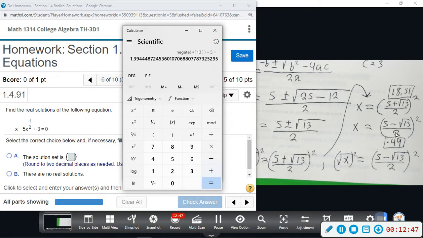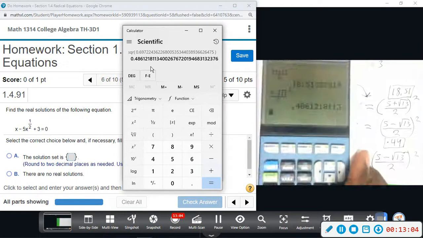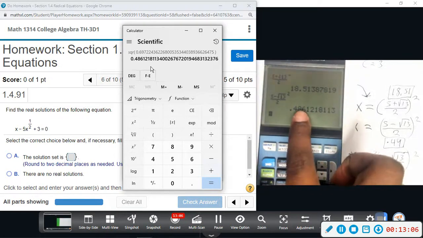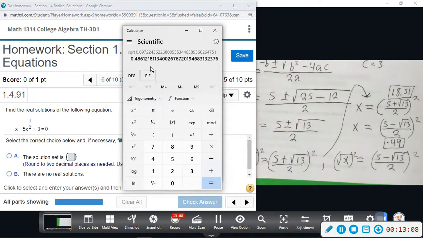And then we have to divide by 2. And then we have to square it. So now I'm going to square that number. So you see that 0.486, that is the same thing we got right here. When we round up, we get 0.49.